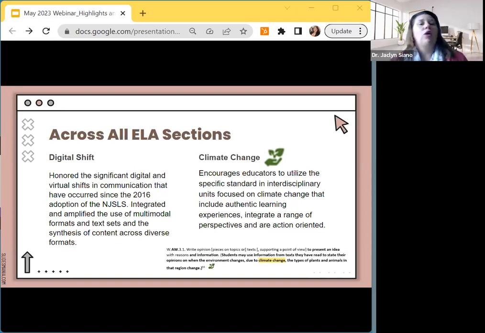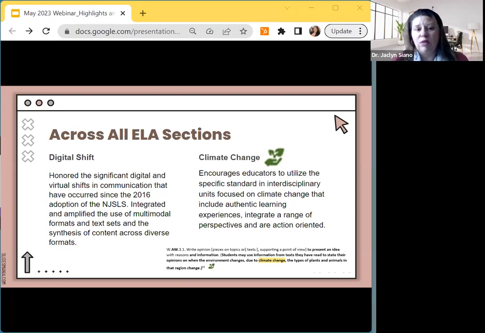And as I mentioned before, climate change, and this little symbol is being used in the ELA and the math standards. Anytime there is a climate change relevant standard, you'll see that little hand holding a leaf to say that this is a climate change standard. And like I mentioned before, there are climate change standards in K through 12. And again, they are clearly noted.